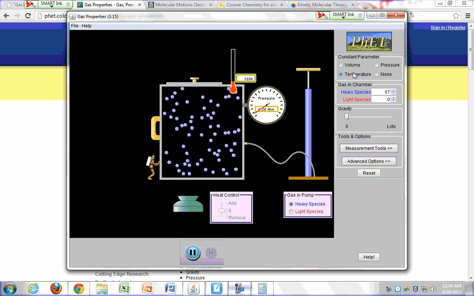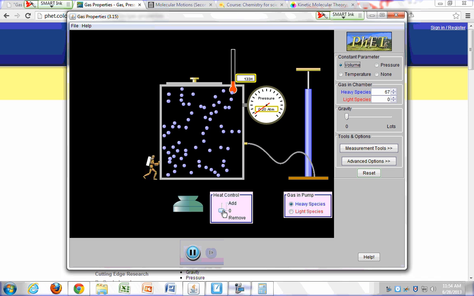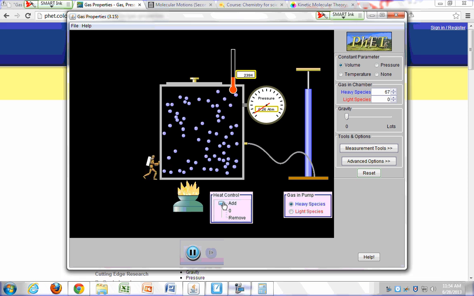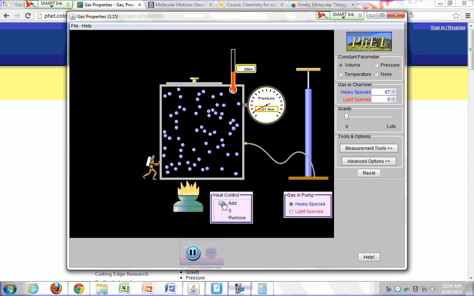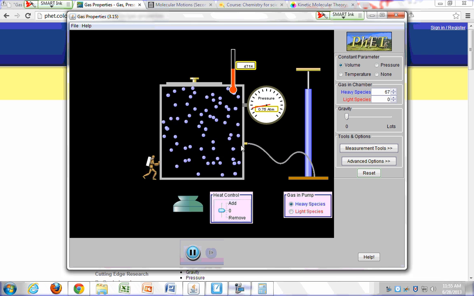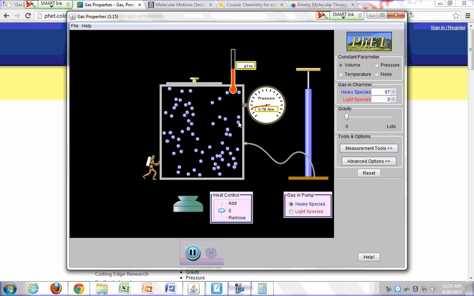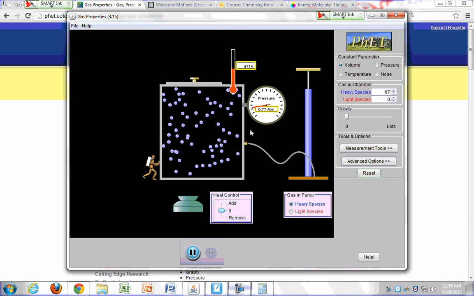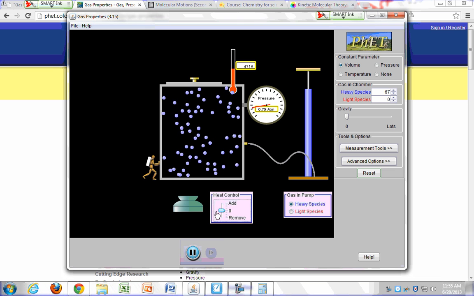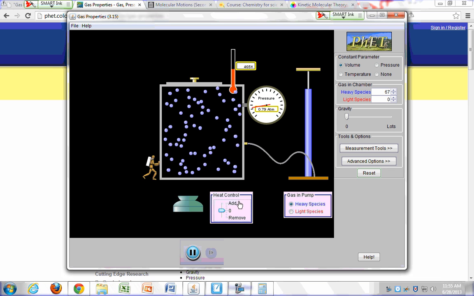Let's see what happens if I were to fix the volume this time. I'm going to fix the volume, and I'm going to heat my gas. If I heat my gas, the temperature increases. Look at what's happening to the pressure. The pressure has gone up, because your molecules are moving faster, there are more frequent collisions with the walls. Not only are the collisions more frequent, but they're moving at faster speeds when they collide with the wall, so they impart more force. What happens if I cool it down? Lower the temperature. Look at what happens to the pressure when the temperature goes down.